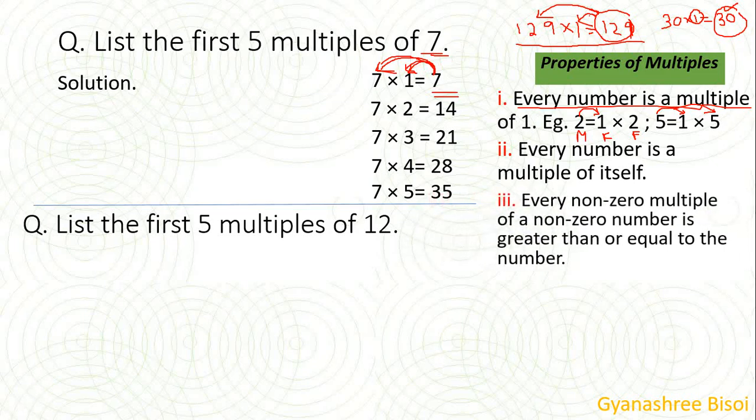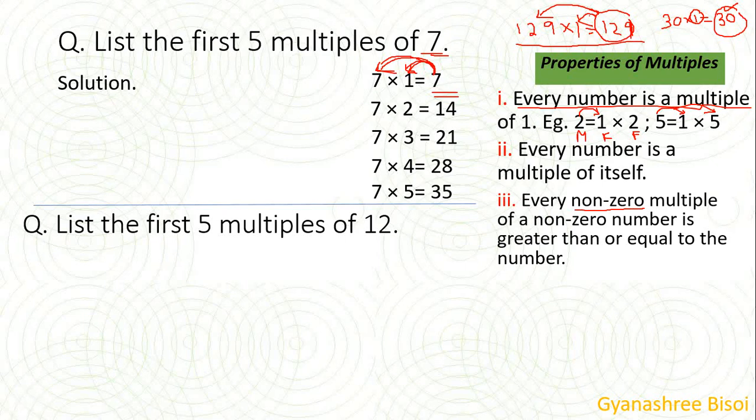Next, every non-zero multiple. What do you mean by non-zero multiple? This means a multiple which is not 0. Every non-zero multiple of a non-zero number is greater than or equal to the number. Let's see how.